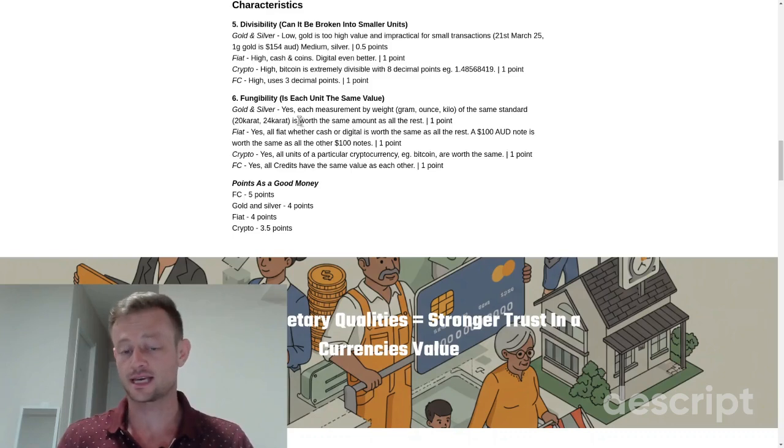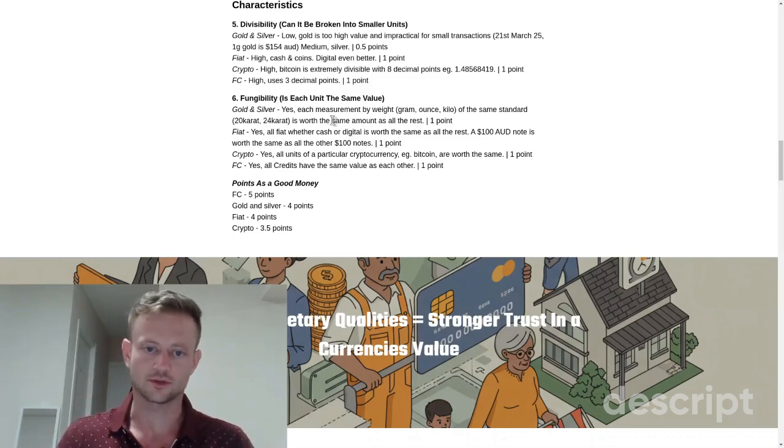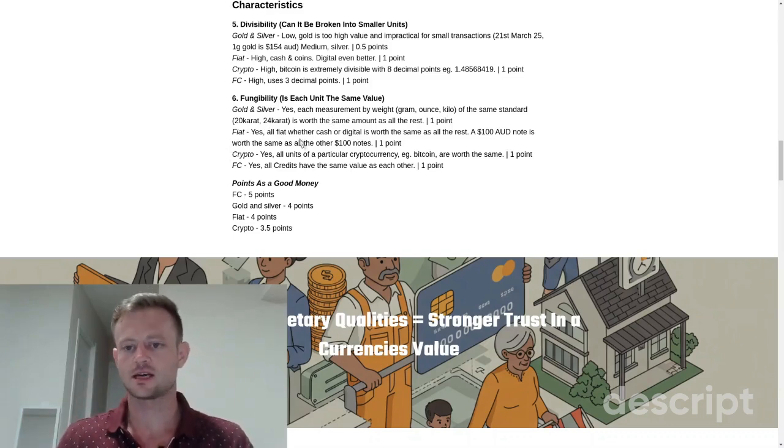Gold and silver, yes, it is fungible because it's measured by weight and the carats, and each amount is worth the same as the rest all over the world, so 1 point. Fiat, yes. Crypto, yes. Freedom credit, yes. So they all score 1 point for fungibility. And then if we add all those up, freedom credit is actually scoring the highest with 5 points.